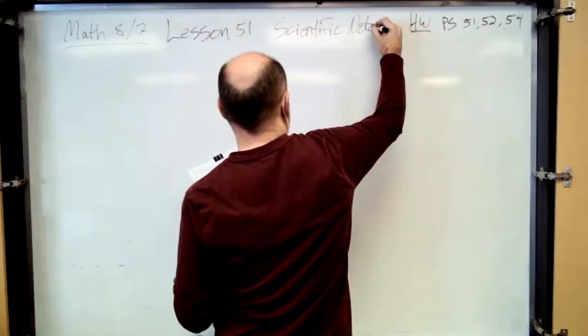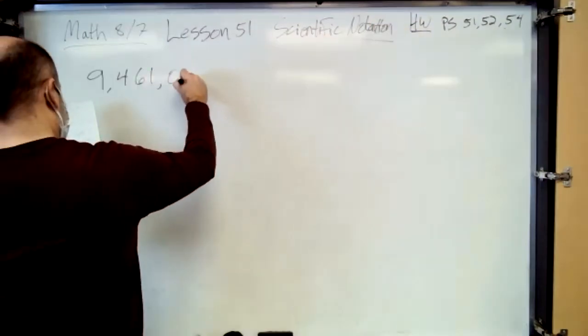Okay, so look at this number. Can anyone say this number? No. Do you know how to say it? Dylan, were you raising your hand? Hunter, you got it? 9,461,000,000,000. Perfect. Good job.